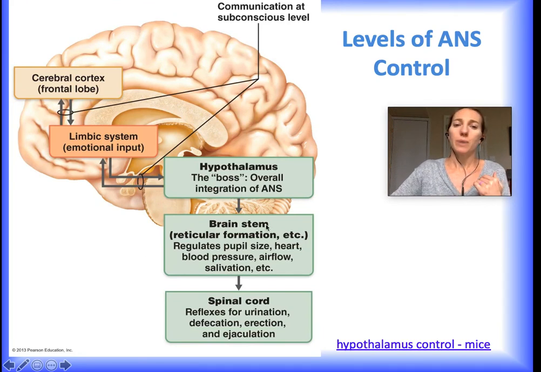The brainstem as well as the spinal cord are going to more directly implement the effects triggered by our hypothalamus. For example, the brainstem is going to regulate pupil size. It's going to control your heart rate and blood pressure. Salivation, those impulses are going to have to pass through here. I wanted to put this up here to get you all thinking a little bit more about the big picture and the role of the hypothalamus in integrating many of these actions.